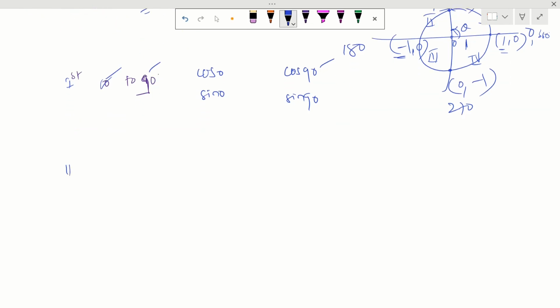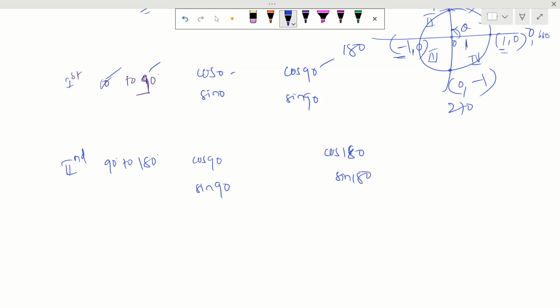Second quadrant. I will write the value of the second quadrant. The second quadrant is 90 degrees to 180 degrees, right? Now over here also I am writing the values of cos 90 and sin 90, and here cos 180 and sin 180.